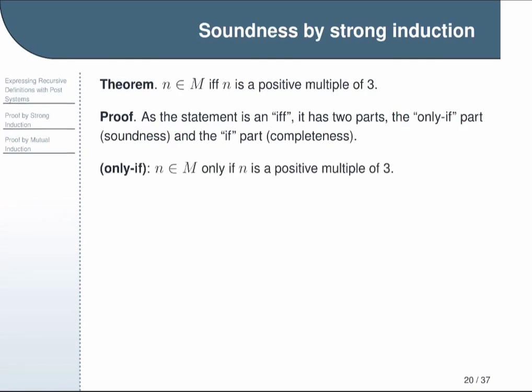We write that out by itself: N is in the set M only if N is a positive multiple of 3. That is just a formal restatement of what I said a few moments ago, that if we have some element in our set, it must be a positive multiple of 3, and it cannot be anything else. In contrast, the statement of the if direction is that if N is a positive multiple of 3, then it is definitely in the set. This is what guarantees that all positive multiples of 3 are in the set, and that is why we refer to it as a completeness statement.